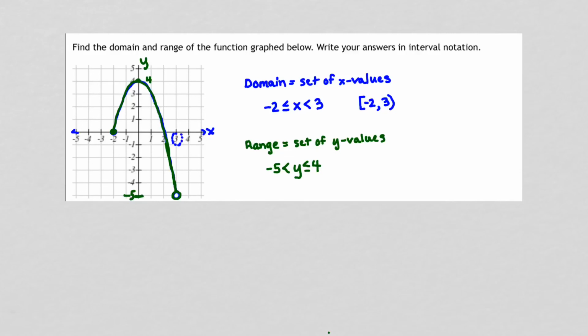We say that the range is all values of y in between -5 and 4, not including -5, but including 4. The corresponding interval notation is an open bracket with -5 and a closed bracket at 4.